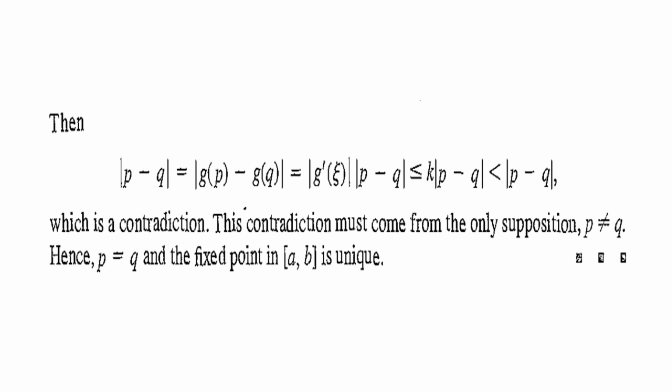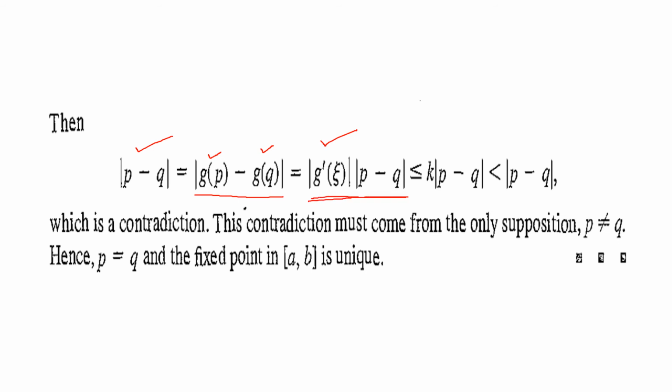Now we consider P minus Q. We say that P is the fixed point, so P will be equal to G of P, and Q is the fixed point, so Q will be equal to G of Q. We can write P minus Q as G of P minus G of Q, and using this theorem, we can write it in this form.